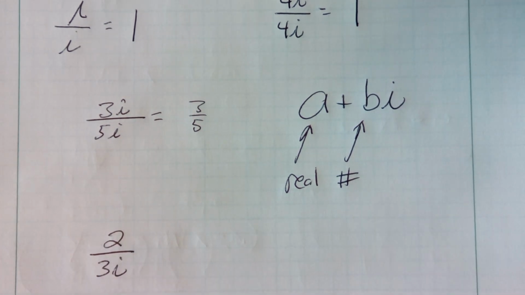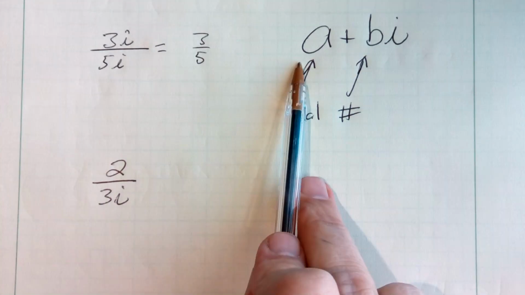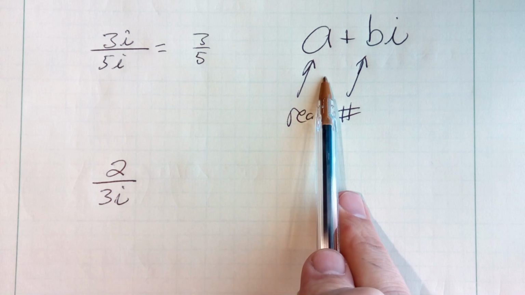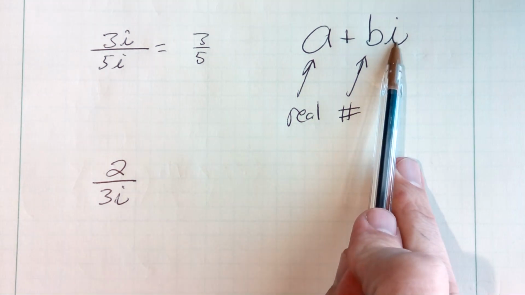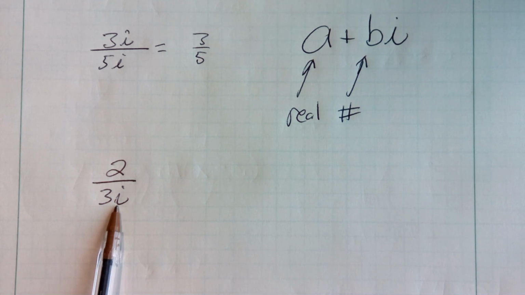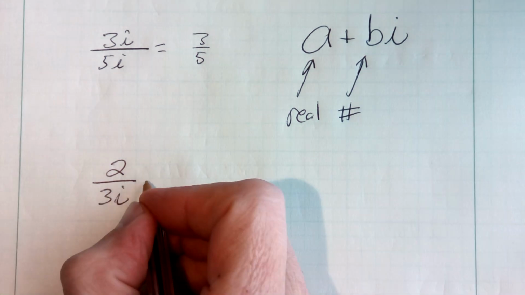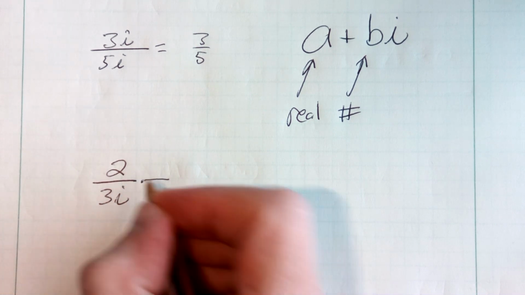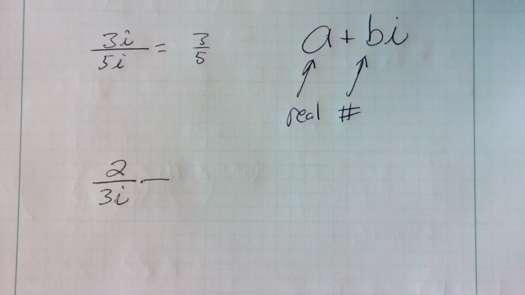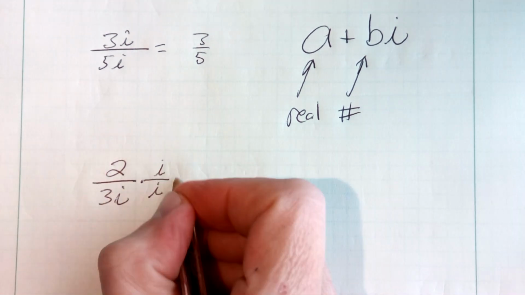Well, now what do we do? Because a complex number cannot be written with an i in the denominator. The i is always up top. So how do we remove an i from the denominator of a fraction? Well, just like any fraction, as long as I multiply by 1, it doesn't change the value of the fraction. It might just change the way it looks. So what I'm going to do is multiply by i over i, which is 1.